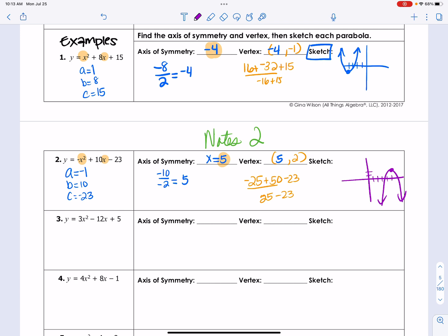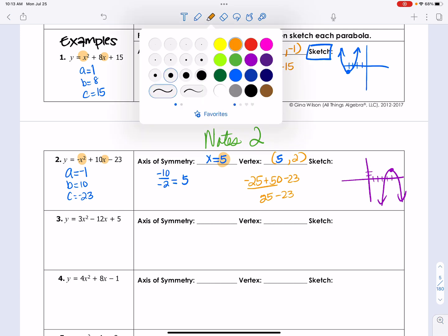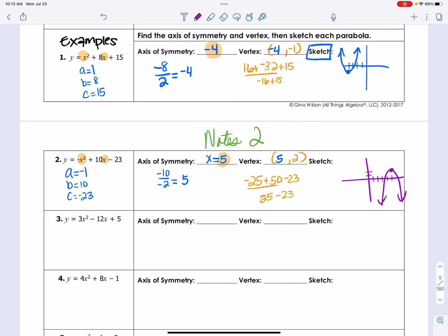Okay. All right, so let's try the next one. If I look at this, A equals 3, B equals -12, C equals 5. My axis of symmetry is -B over 2A, so my axis of symmetry is 2.